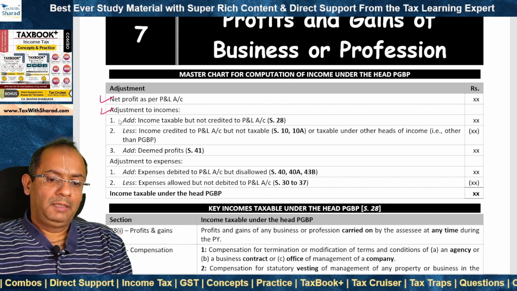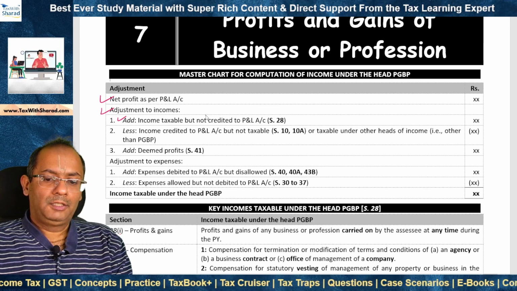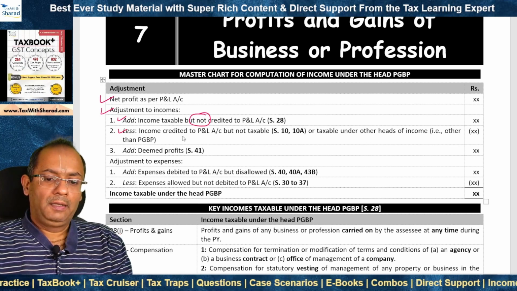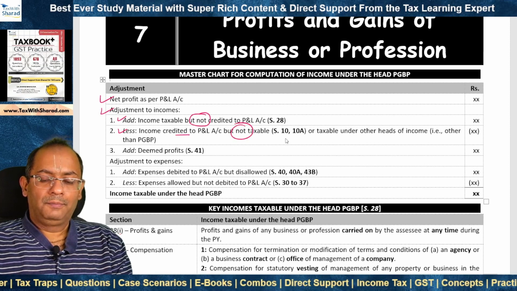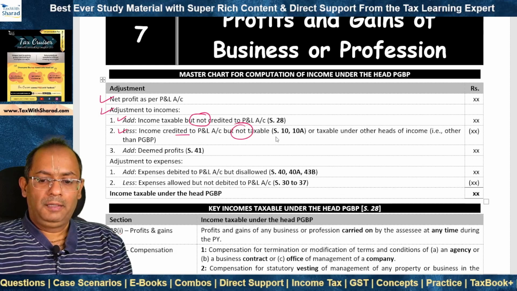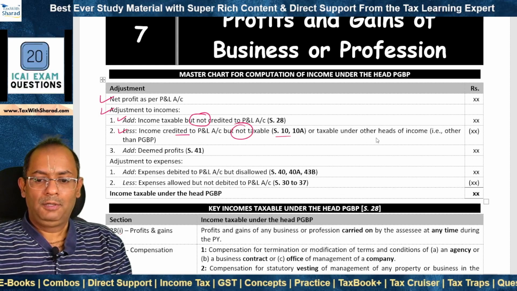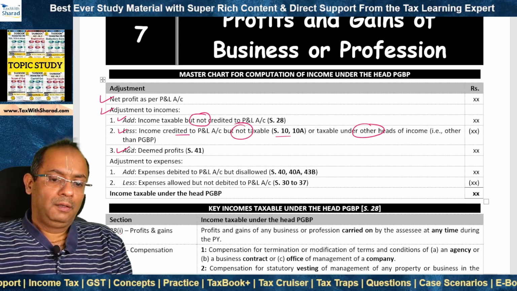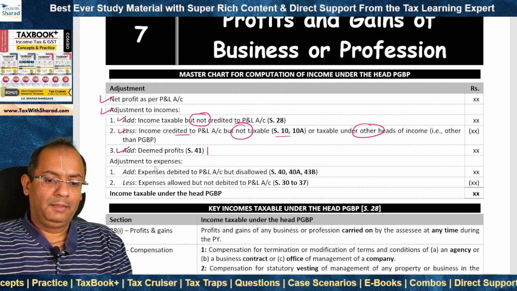What kind of adjustments? We add the income which is taxable but which has not been credited to P&L account. We reduce the income which is credited to P&L account but which is not taxable. Maybe because it is exempt, say under section 10, or maybe because it is though taxable, it is taxable not under the head PGBP but under other heads of income. We add deemed profits which are covered under section 41.